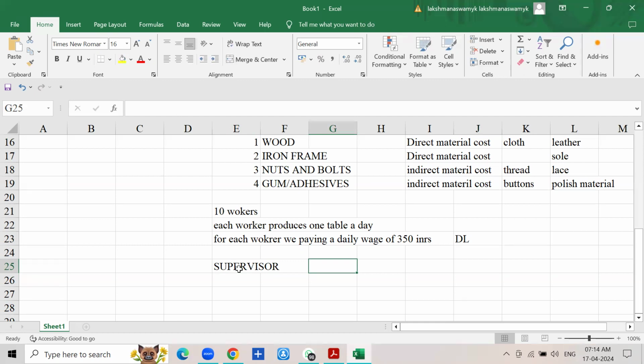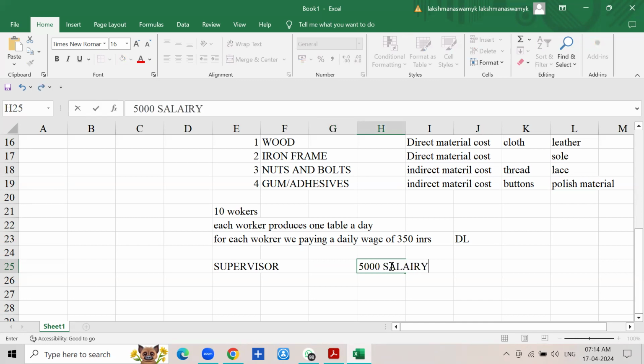He just maintains that these workers work effectively without losing any time, right? And he will help with any issue in the production. This is called helping to see that the production is carried on smoothly. So for the supervisor, we are paying a salary of 5,000 rupees per month.